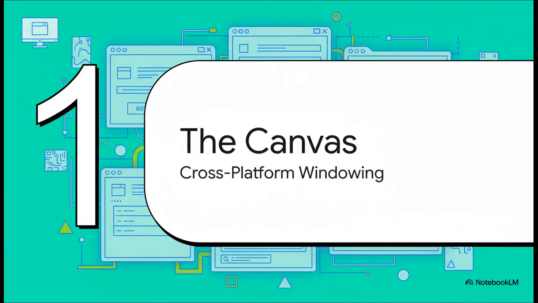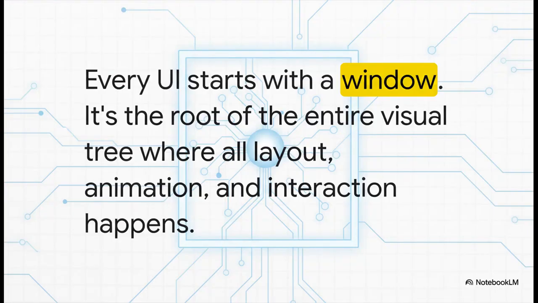At the most fundamental level, before you can draw a single button or display any text, you need a window, a place on the user's desktop to actually draw on. This is our canvas. I know, it sounds pretty obvious, but this is the absolute foundation. Everything that Azul does, every layout calculation, every animation, every single user interaction, it all happens within the boundaries of a window. Think of it as the root of the entire visual tree.